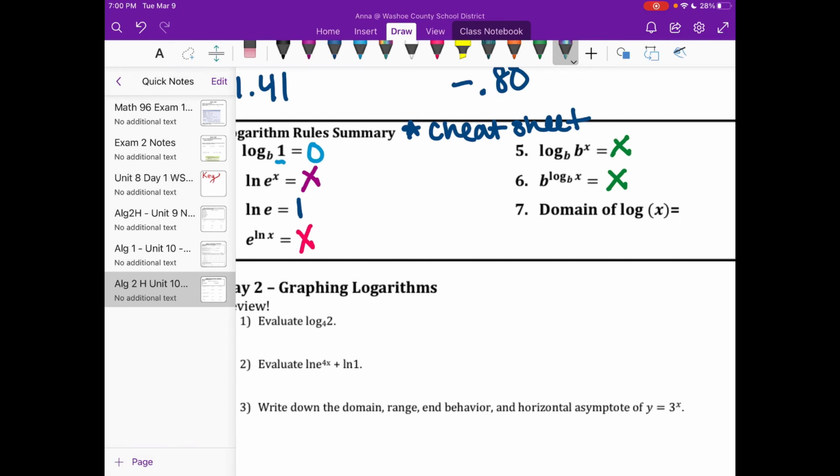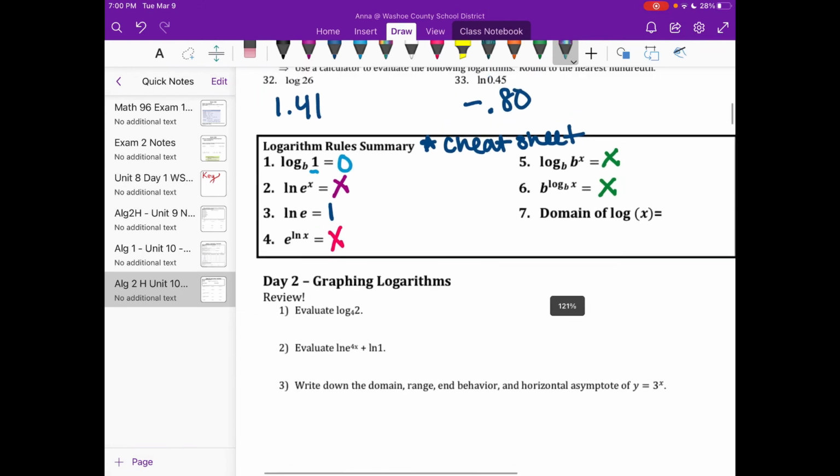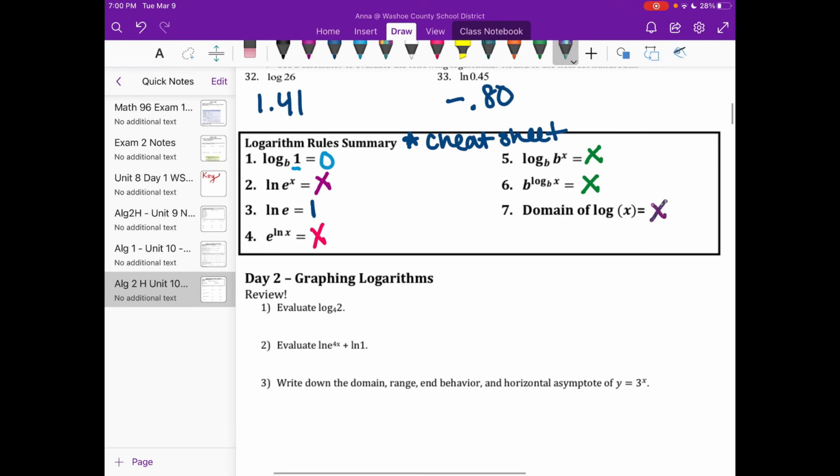Last thing right here, domain of log of x equals x is going to be greater than 0 always, unless, I don't know, we shift something. And that is something for day 2, Mrs. Costello, to talk about. So we are done with day 1.